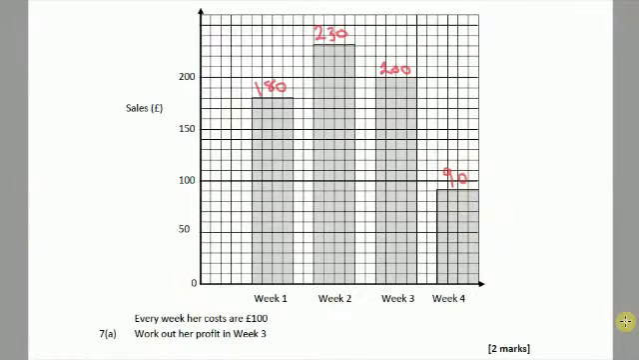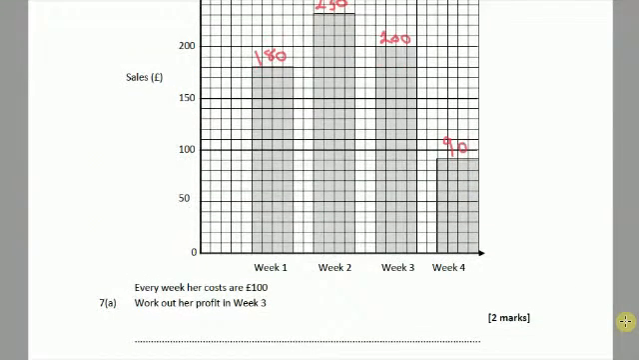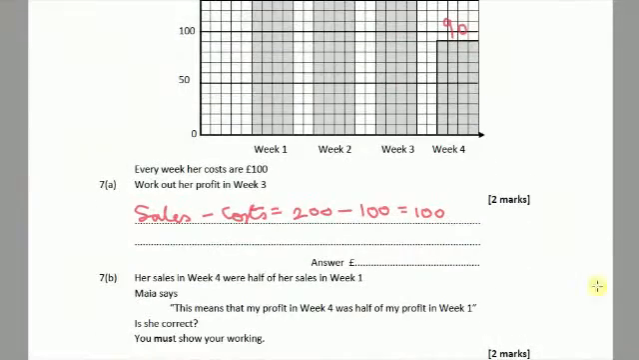And we're asked in question 7 part A, work out her profit in week 3. In week 3, her sales are 200. Sales are 200, and her costs are £100 because it says every week her costs are £100, so it's the same every week. 200 minus 100 comes to 100, so therefore her profit is £100 in week number 3.